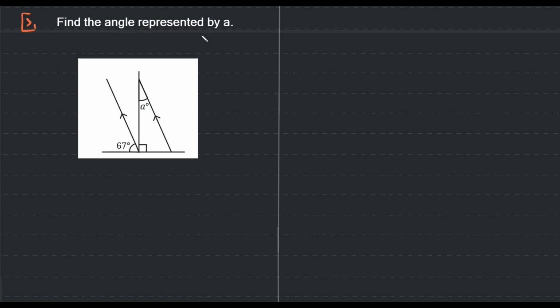Find the angle represented by angle A. So we have A over here. So what is the first step? As usual, you should be pausing and trying it yourself. Okay. So the first step is to identify where A is and draw the parallel lines and the transversal line.